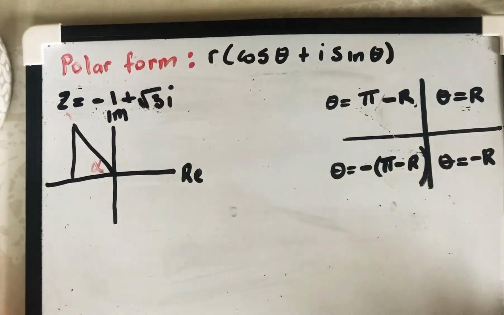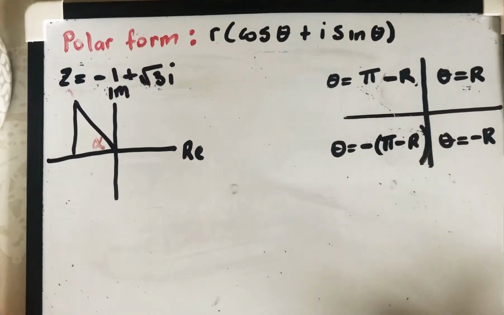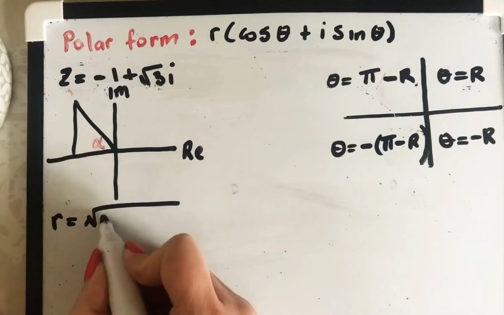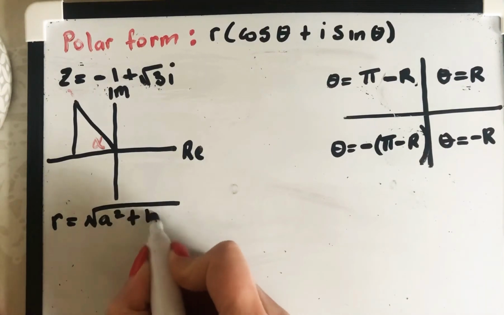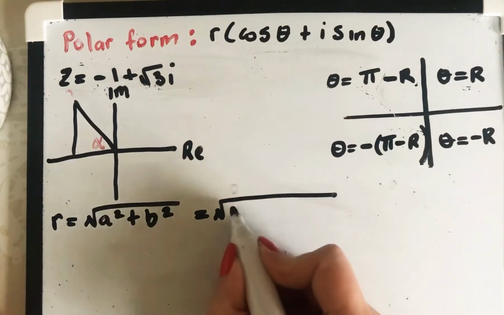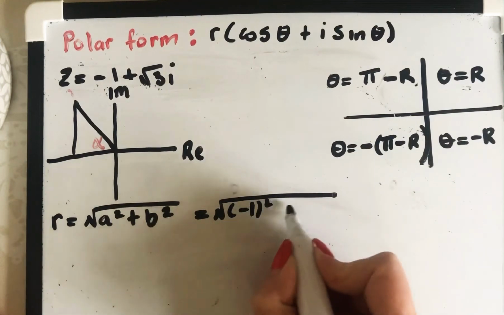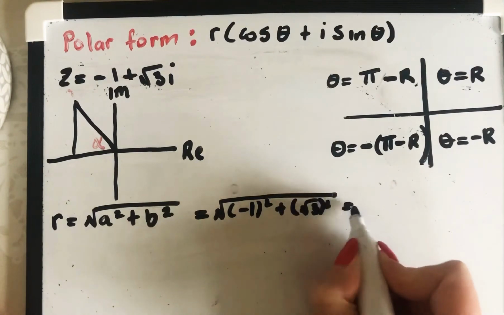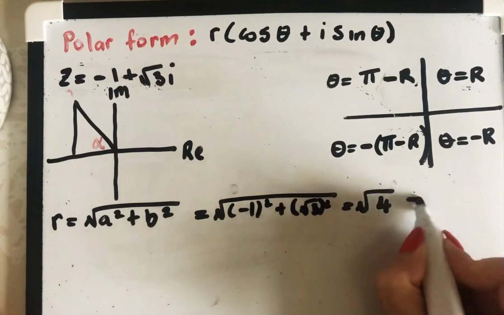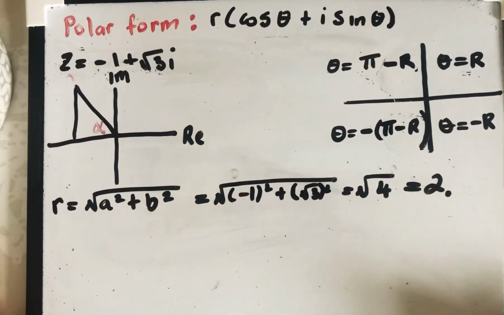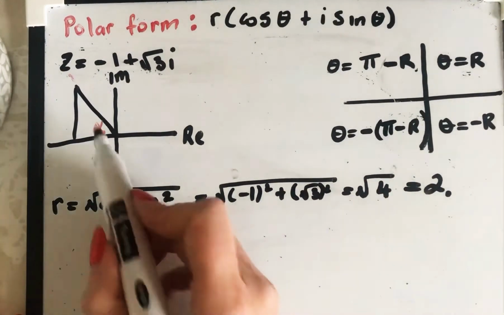Now let's begin by finding the modulus. So we have R is equal to the square root of a squared plus b squared. Our a is our real part, which is -1, squared, and our b is our imaginary part, root 3, squared. So we get root 4 there, which is 2. Next, we're going to find the value of our alpha.